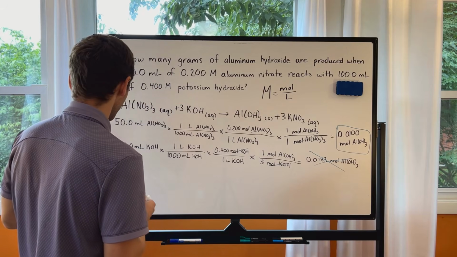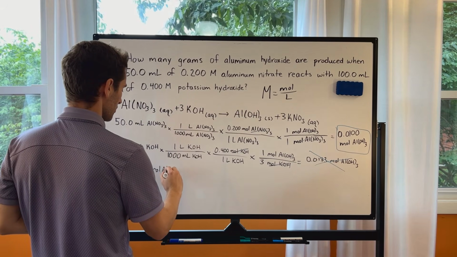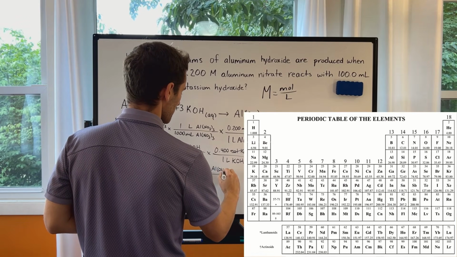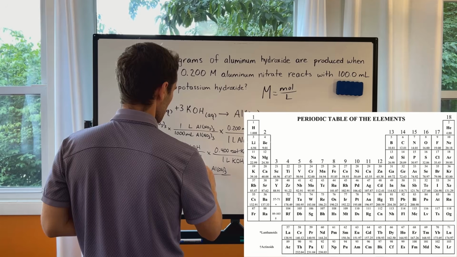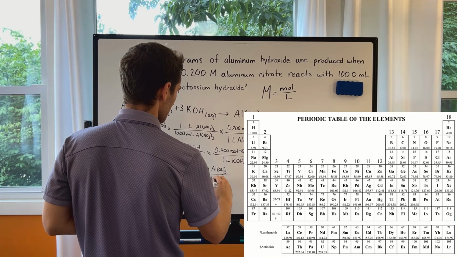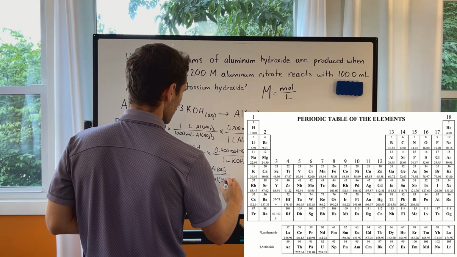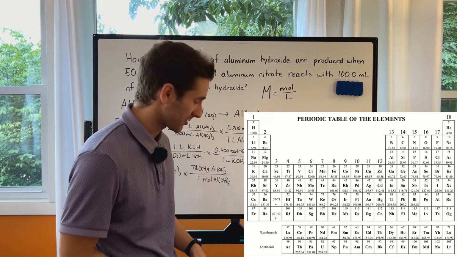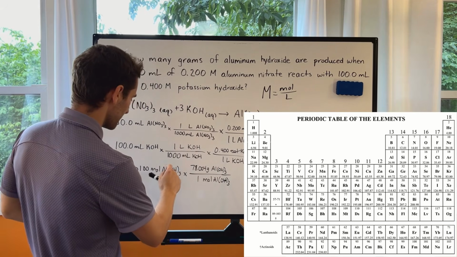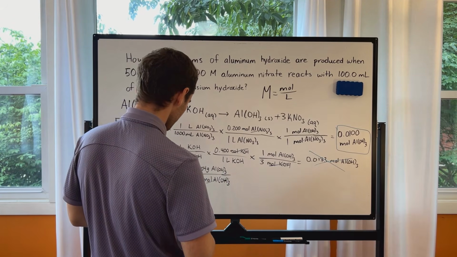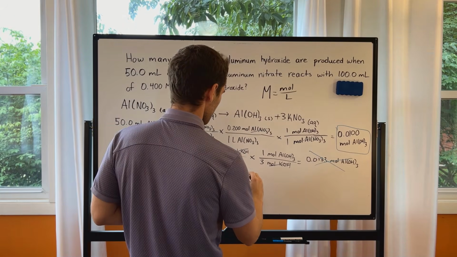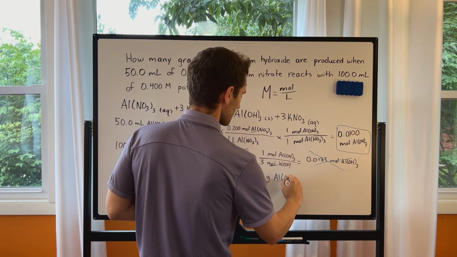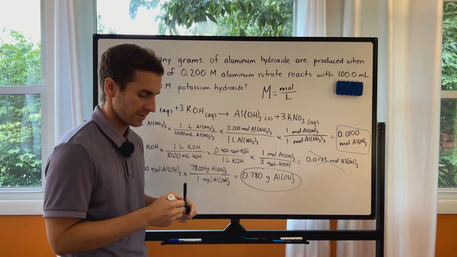So now we can just take that and convert it to grams by multiplying by the molar mass of aluminum hydroxide, which is 78.004. How do I know that? Well, because I already had it; this is take 2 of this video, so that's how I know. So these cancel, and we get 0.780 grams of aluminum hydroxide.